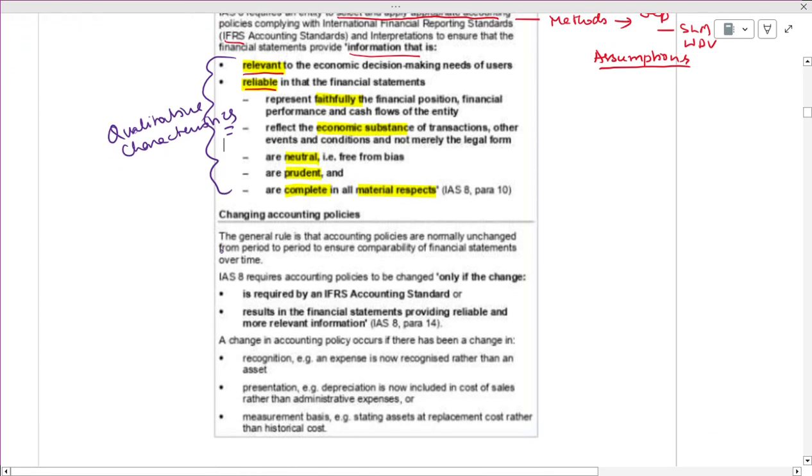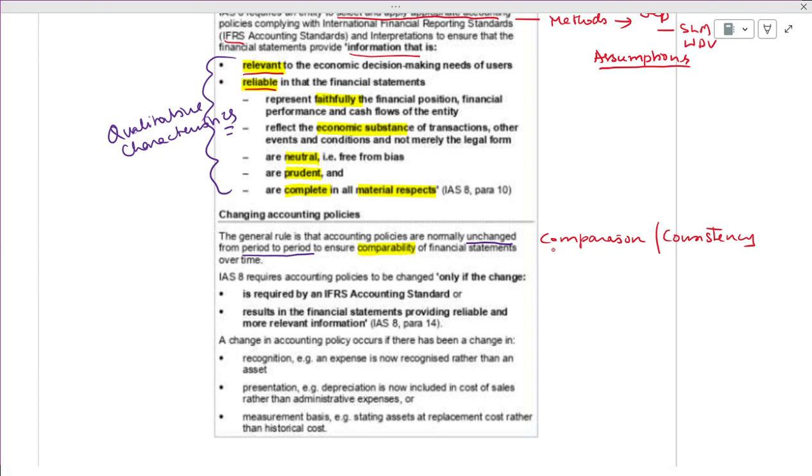When you say qualitative characteristics, the general rule is that principles are normally unchanged. We should not change from period to period, because two things are very important: you should be comparable, and you should have consistency. Today I will tell you one thing, tomorrow I will tell you another. Today I say this method is like this, tomorrow I say this method. If you change like this, you can't believe me. You will not trust me.